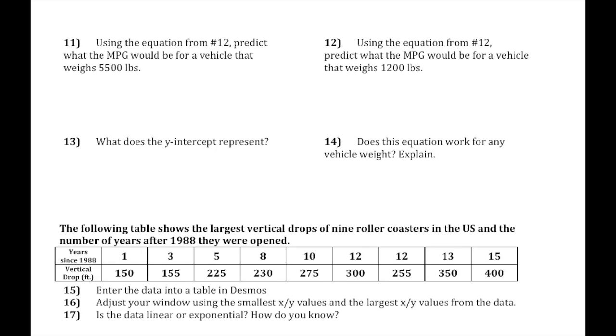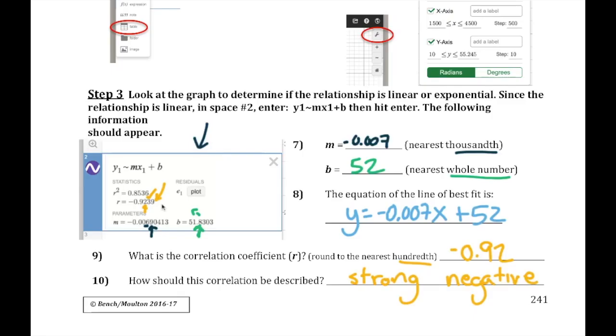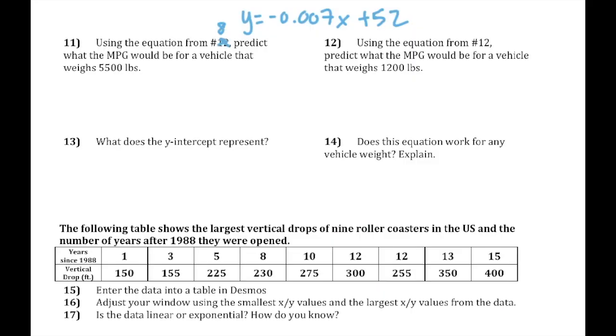Okay, so we're going to use that equation that we just wrote on the last page. Okay, and that equation was y equals negative 0.007x plus 52. And we're going to use this as we answer 11 and 12. Because in number 11, it says, using the equation from number 12, predict what the MPG would be for a vehicle that weighs 5,500 pounds. Now it says for number 12, I apologize for that. That should not be number 12. If you look back at your notes, that's number 8, okay? So we're talking about number 8 here.